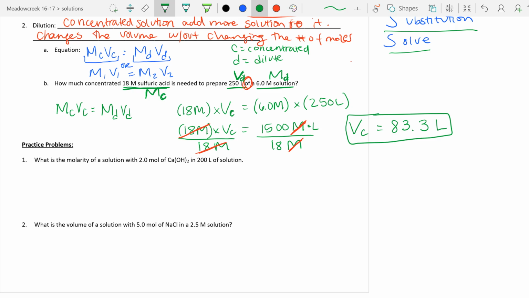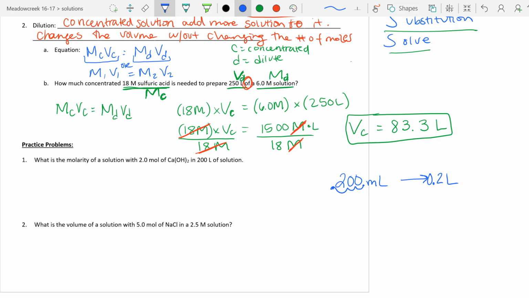One thing that you want to make sure you keep an eye out for is if they give you 200 milliliters, you're going to need to automatically convert it to liters. Now the way you do that is you take your conversion and you either divide by 1,000 or you move it 3 places to the left. So 200 milliliters would be 0.2 liters.